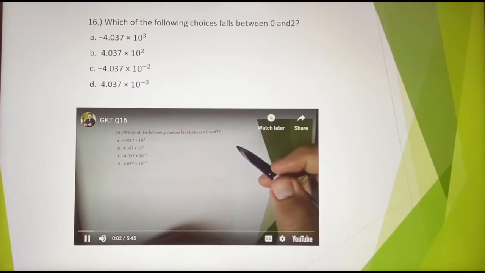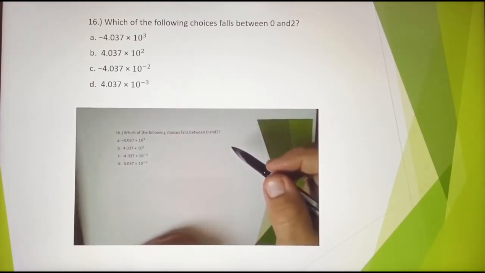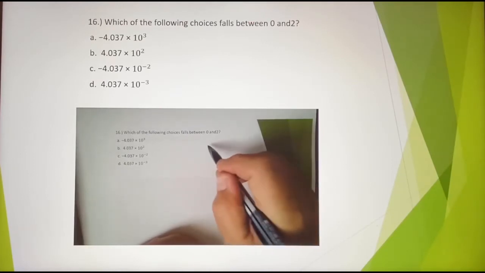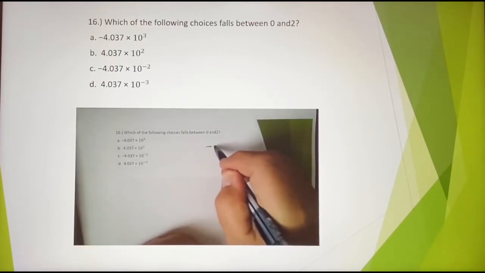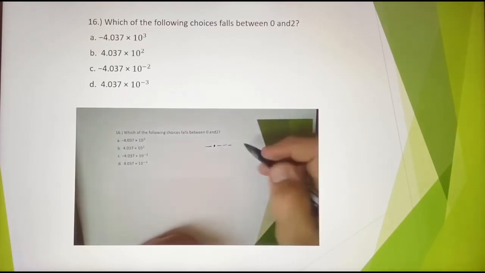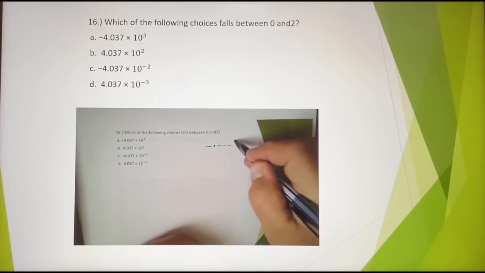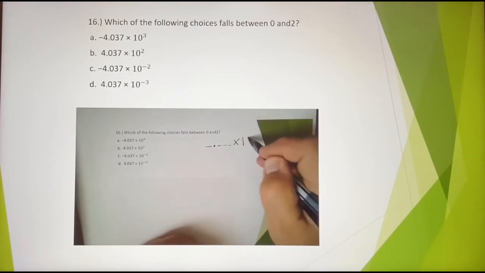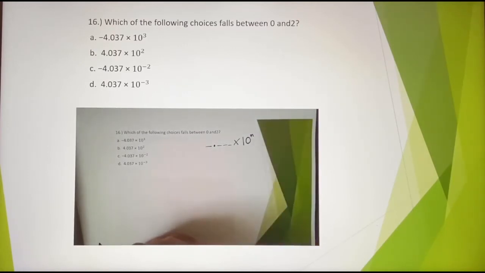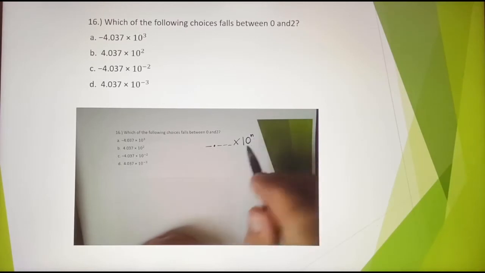This problem involves scientific notation. Scientific notation is used for very large or very small numbers. It's usually in the format of some digit, a decimal place, 1 or 2, maybe 3 spaces, 3 more digits, multiplied by 10 to some exponent.